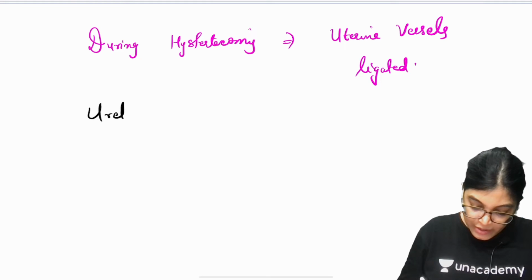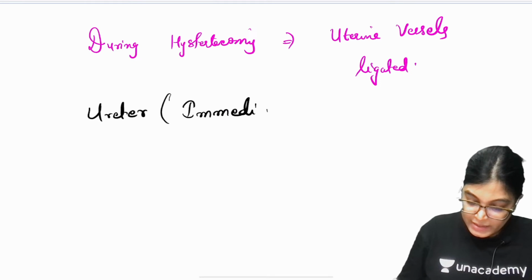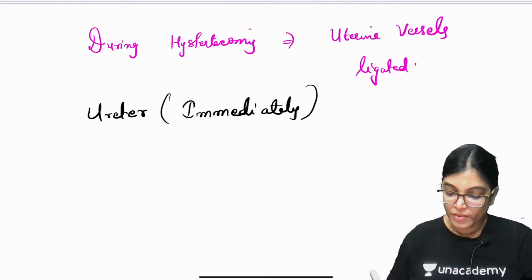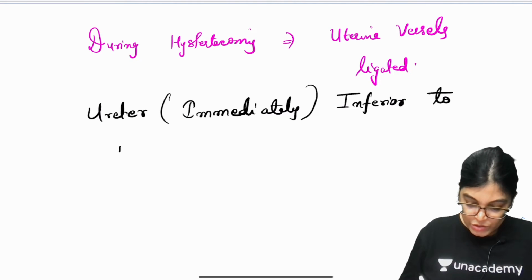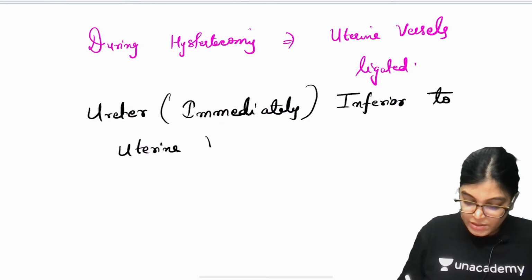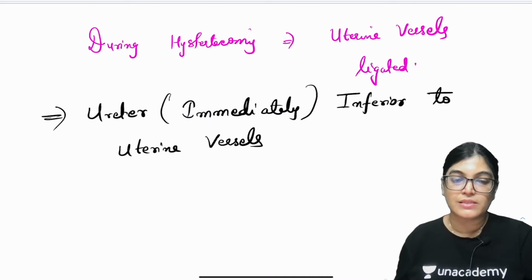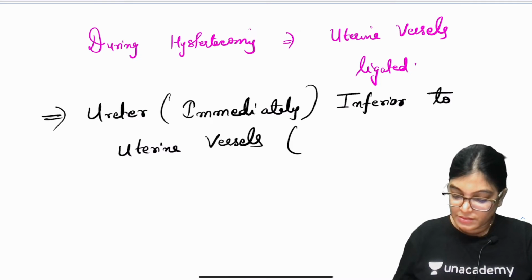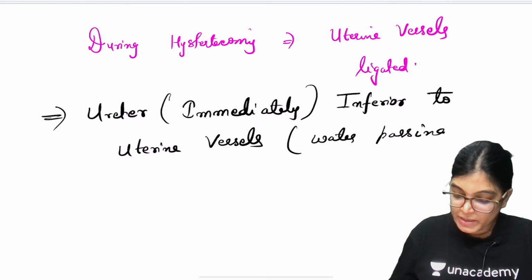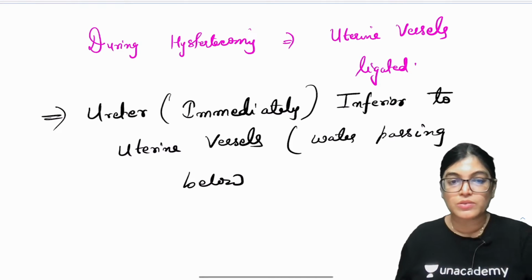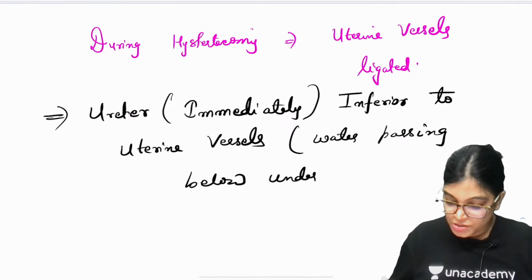So, when we are talking about the ureter, it is lying immediately inferior to the uterine vessels. The ureter is lying exactly, immediately inferior to the uterine vessel, and it is described as water passing below the bridge. How can you remember? Water means the ureter has urine, so it is water passing below or under the bridge.